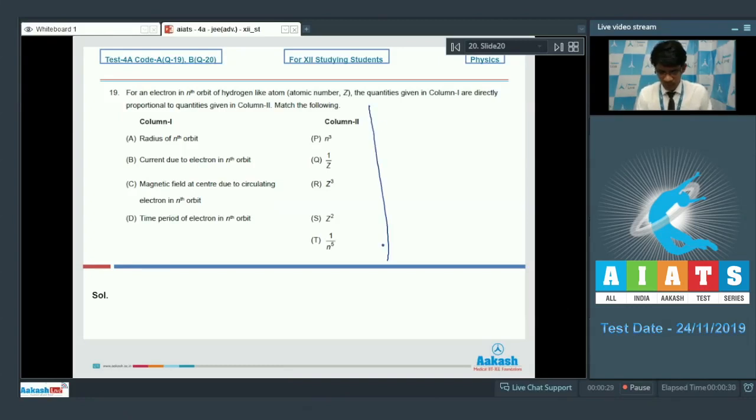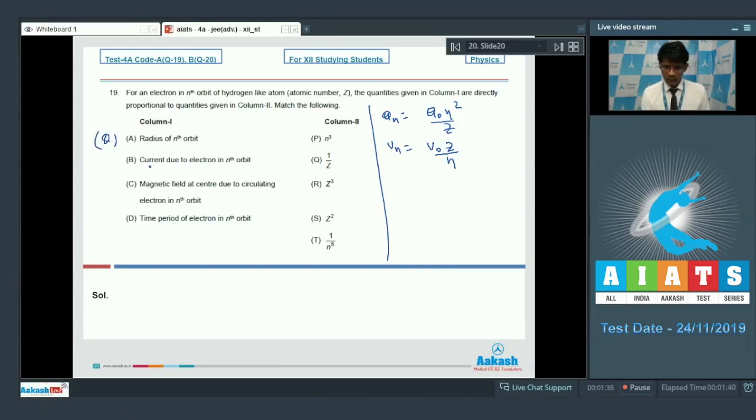Simply what we know, radius of nth orbit, that happens to be a0 n square by z. Other part is v in nth orbit happens to be v0 z by n. From these two informations, well, I would be saying radius of nth orbit, it is very much clear that it is proportional to n square and proportional to 1 by z. Looking into the option, we are not having anything for n square, so I would say for option A, Q is the correct matching. Fine.